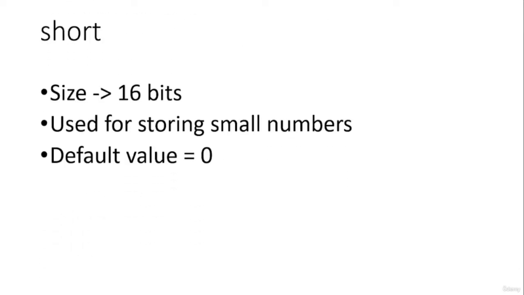Now let us discuss the next data type, which is short. Short is of size 16 bits and it is used for storing short, small numbers. So it is used mainly to store numbers like thousands, 2000s, and so on, and its default value is also 0.